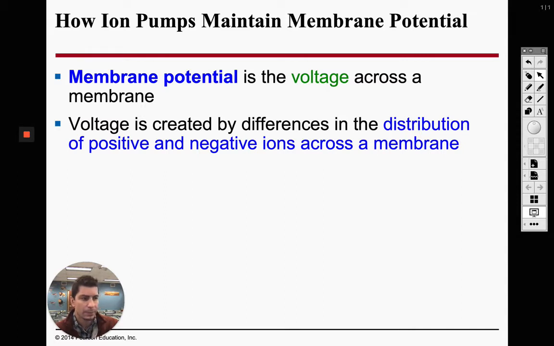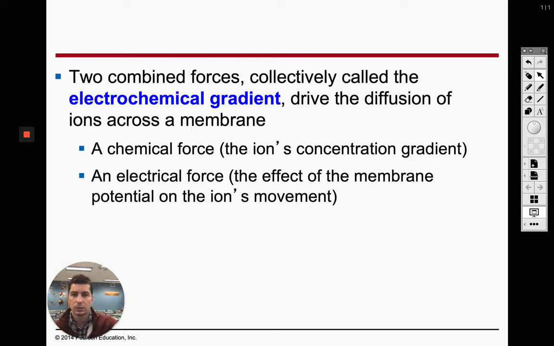So on one side of our membrane, it's going to be one charge. On the other side of the membrane, it's going to be another charge. Okay. So with these 2 forces, we get an electrochemical gradient. Okay, that creates our resting membrane potential. Along with having the sodium-potassium pump, that pump transports sodium and potassium, and it can transport both of them. It takes sodium out, brings potassium in.